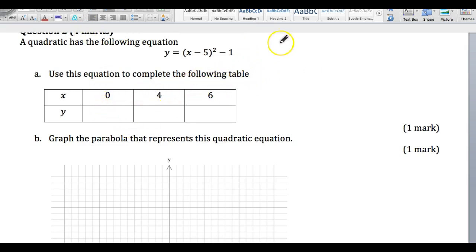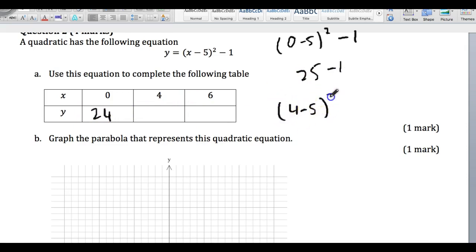So we're just substituting in here. So let's do 0 first of all. When you're doing a test, you don't need to put everything down, so I would just quickly do this. -5 squared is 25. Don't forget, negative squared gives you a positive. 25 minus 1, so it's 24. What's the next one? 4. So 4 minus 5 squared minus 1. -1 squared is 1. 1 minus 1 is 0.